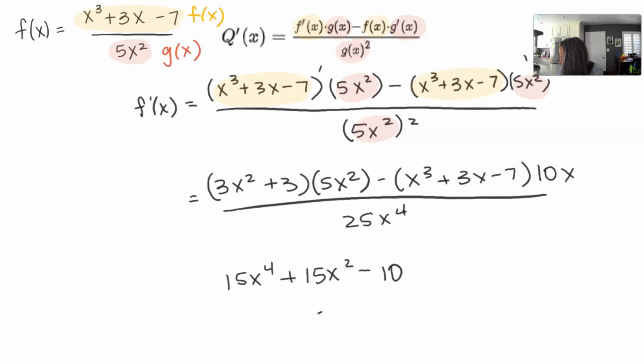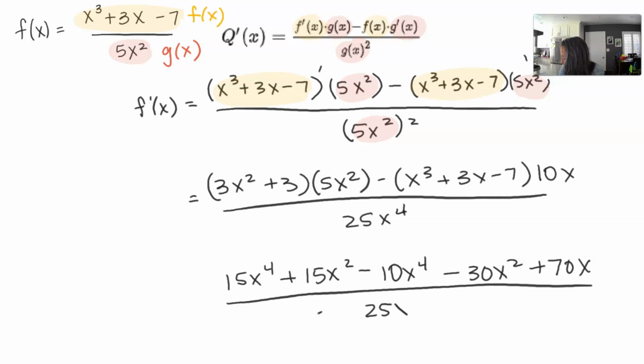But we get 10x to the 4th minus 30x squared plus 70x all over this gross 25x to the fourth. We clean up our like terms here. It looks like we have some stuff to the fourth. We've got some stuff with x squared. And then we could see if this all cleans up nicely.